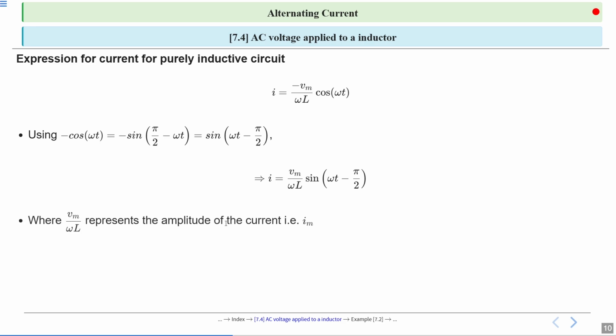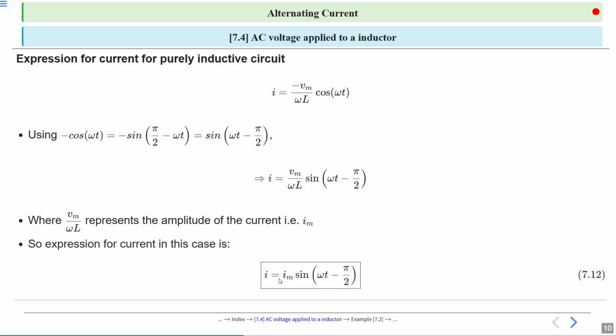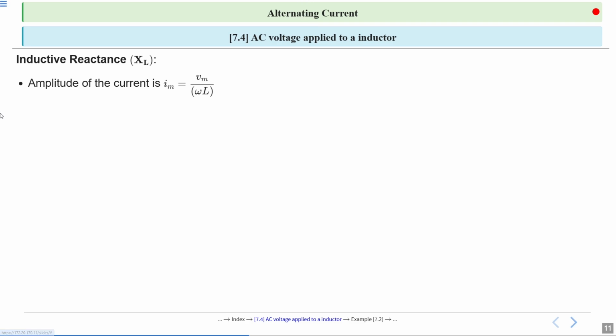Okay, now we will see the phase relationship, where Vm upon omega L, this term, represents the amplitude of the current. So this Vm upon omega L we can write as Im. This is the amplitude of the current, that is Im. So the expression for current in this case is I equal to Im sine omega t minus pi by 2. This is the final expression, and mark it as equation 7.12. So Im is equal to Vm upon omega L.